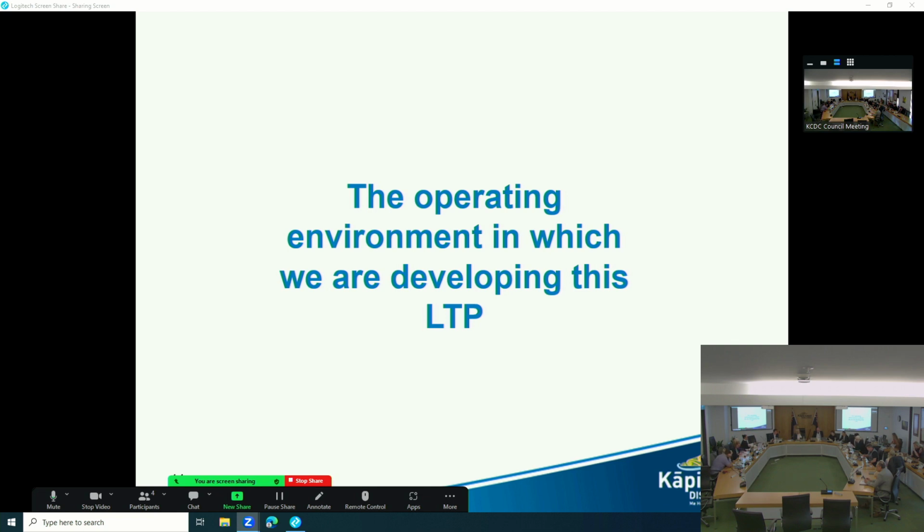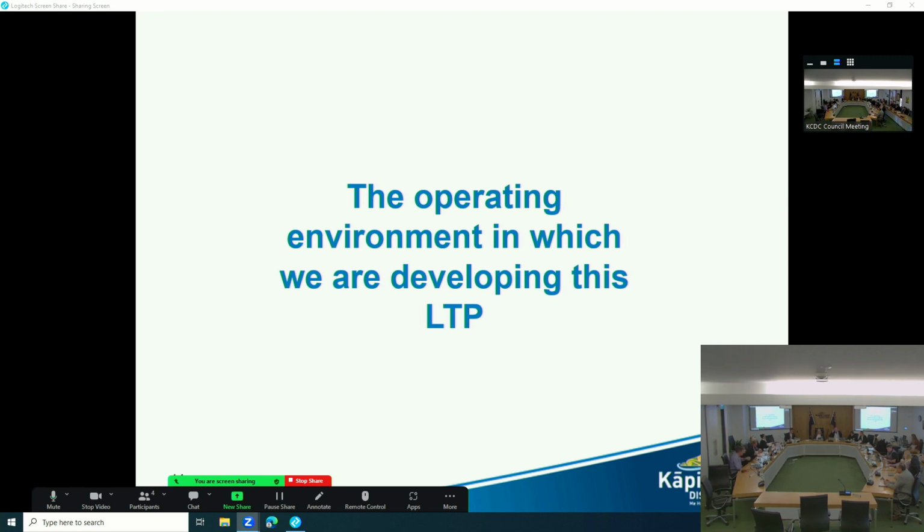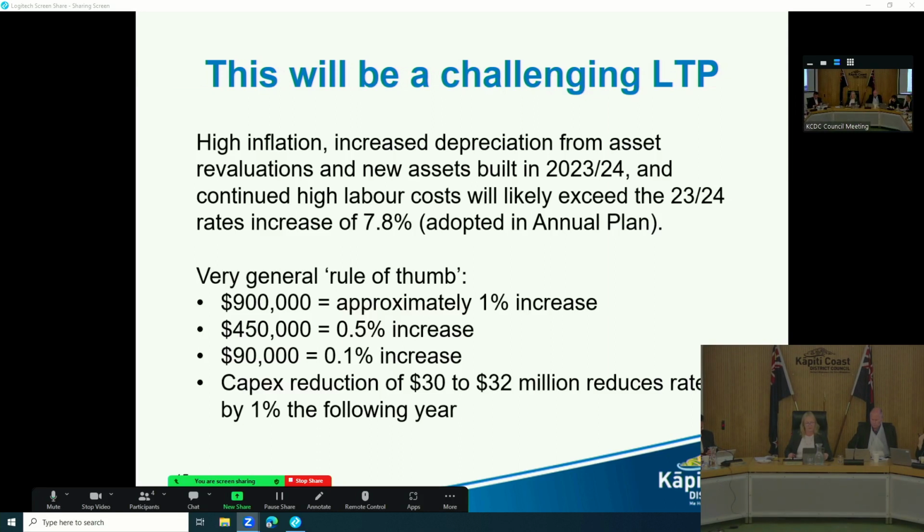Good. Okay, we'll carry on. Right. I wanted to take you to the part of the slides where we start talking about the environment in which we're developing this LTP, because I think it's really critical. As I mentioned earlier, the chatter amongst councils is that this is going to be a really challenging LTP. We have high inflation, increased depreciation from asset revaluations. Every year we revalue all of our assets and the depreciation value goes up and up, plus the depreciation for assets that we built in the previous year.